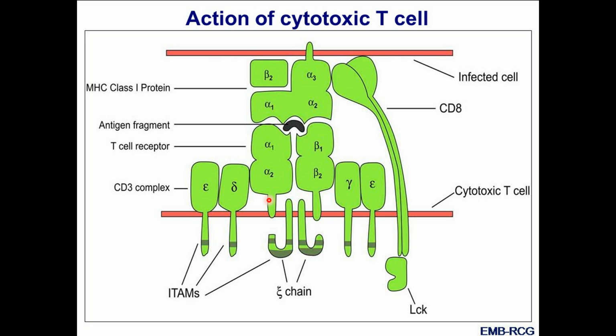But this T cell receptor is associated with the CD3 complex, which is made up of this epsilon chain, this delta chain, this gamma chain, this epsilon chain, and these two zeta chains. And these shaded portions, these are the ITAMs which are present in the cytoplasmic tail of the CD3 complex. So when LCK becomes active, it phosphorylates the ITAMs, and these ITAMs then attract and bind ZAP70.